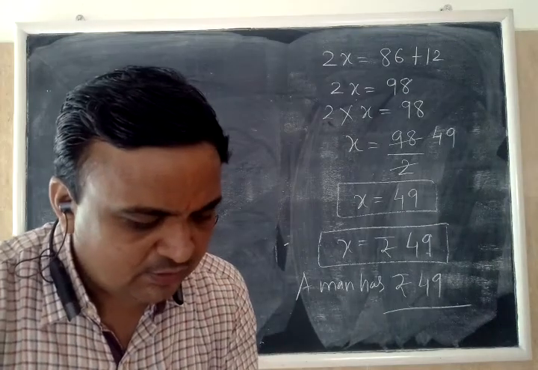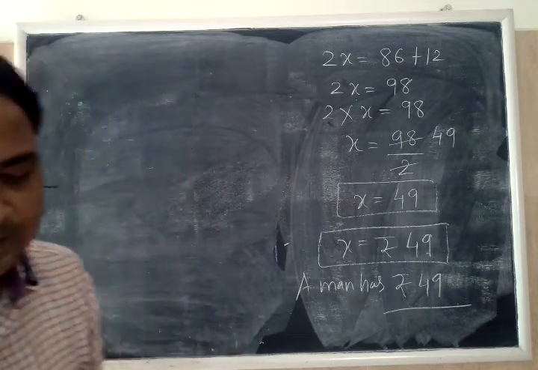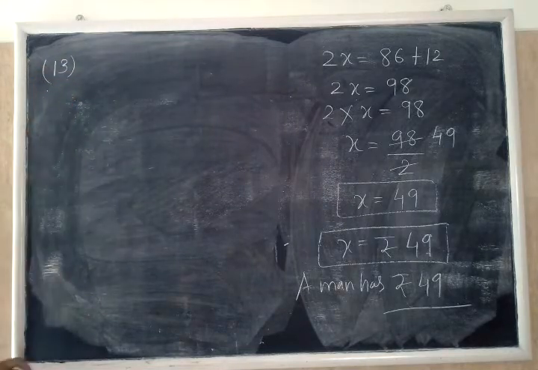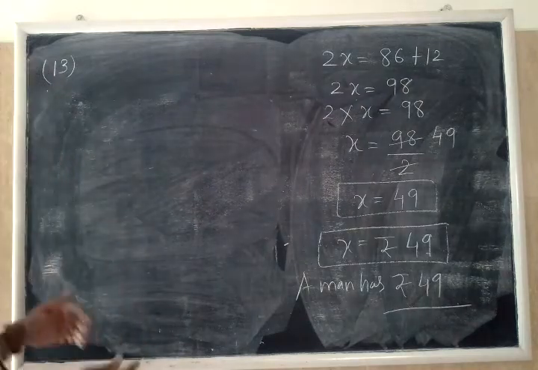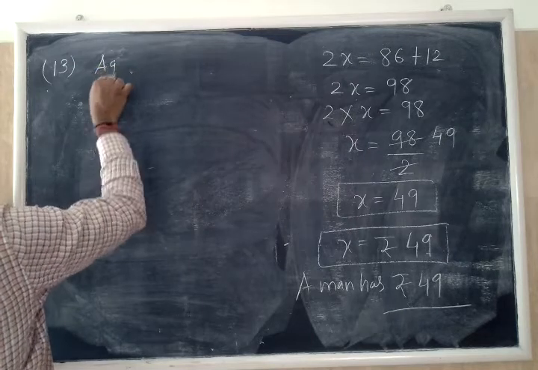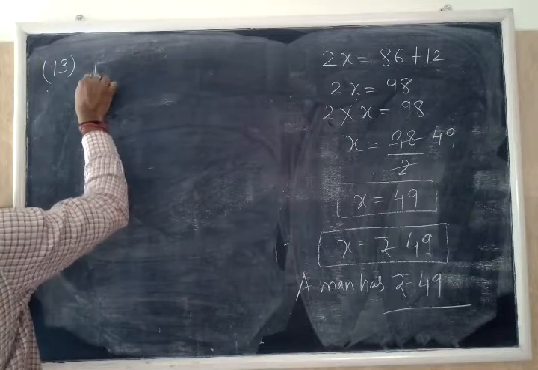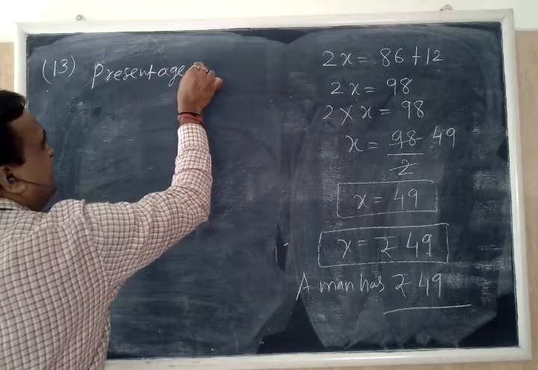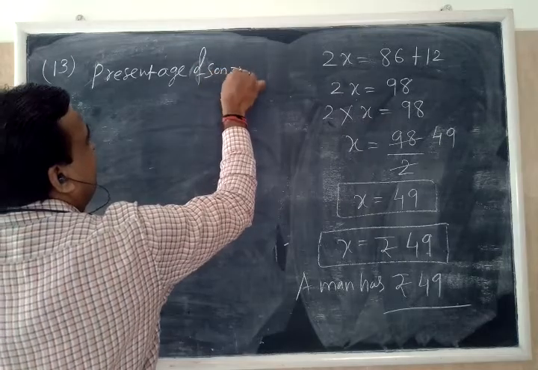Question 13. A man is 4 times as old as his son. Do the mathematics. So what is the age of son? You write present age of son. Present age of son is x years.